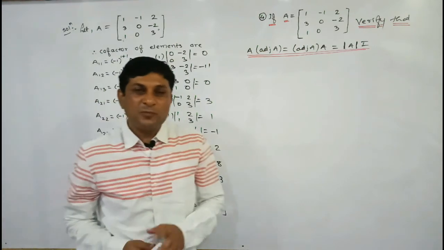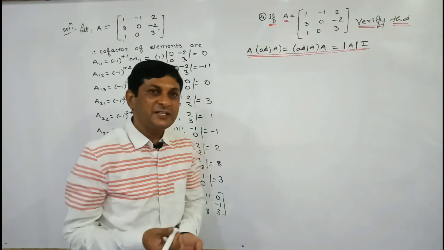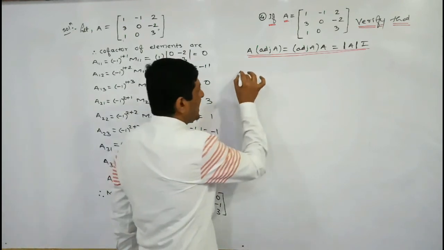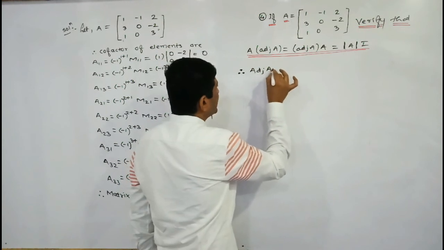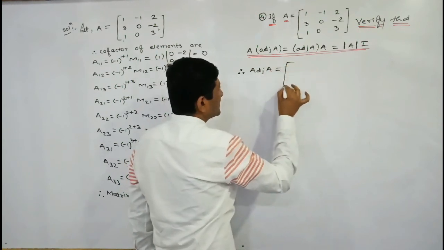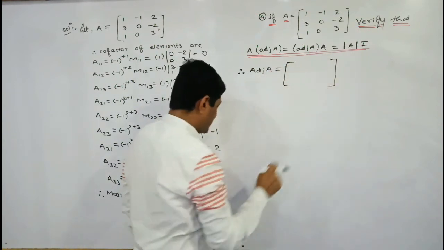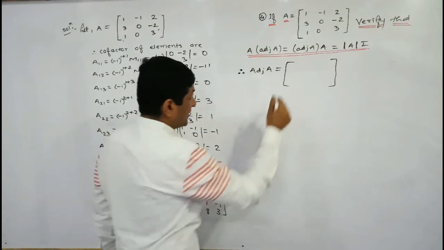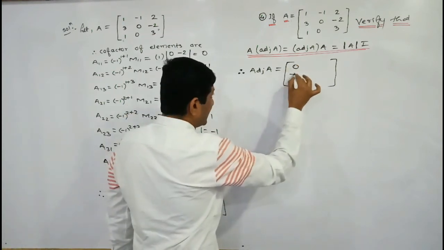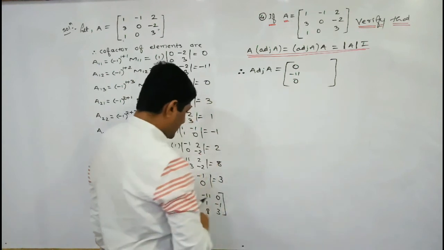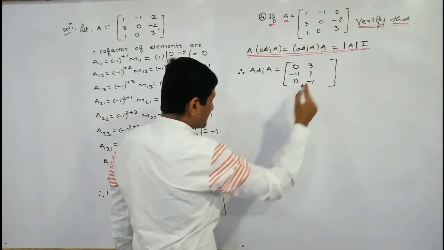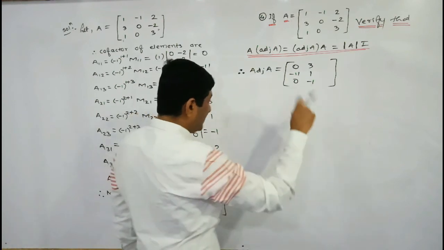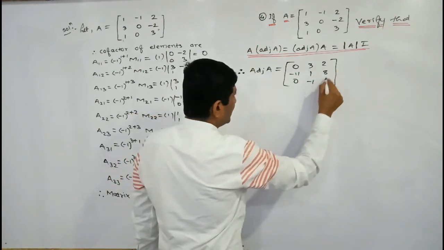Once the matrix of cofactors is known to us, taking its transpose, we are able to find the adjoint. So therefore adjoint of matrix A will be equal to the transpose of this matrix, means convert first row into first column, that is 0, -11, 0. Convert second row into second column, that is 3, 1, -1. Then convert third row into third column: 2, 8, 3.